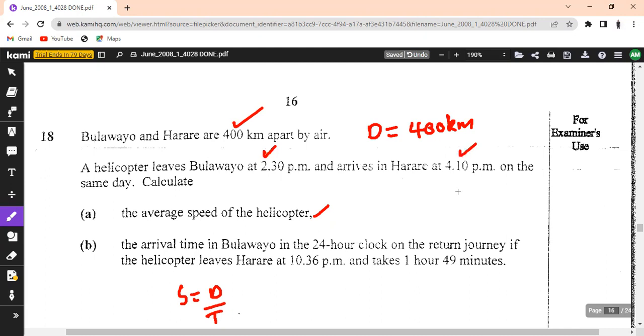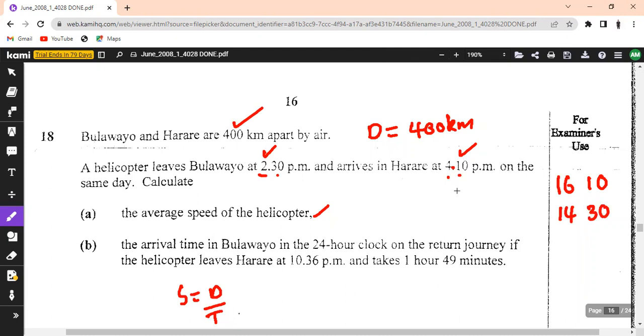So I'm just going to use 24-hour notation. It's very easy for us to subtract using 24-hour notation. So what is 4:10 p.m.? This is 16:10 hours. And 2:30 p.m., 2 is 14, so it's going to be 14:30.